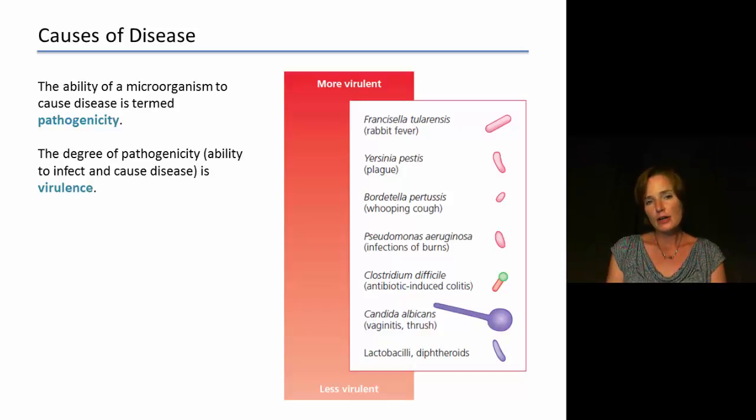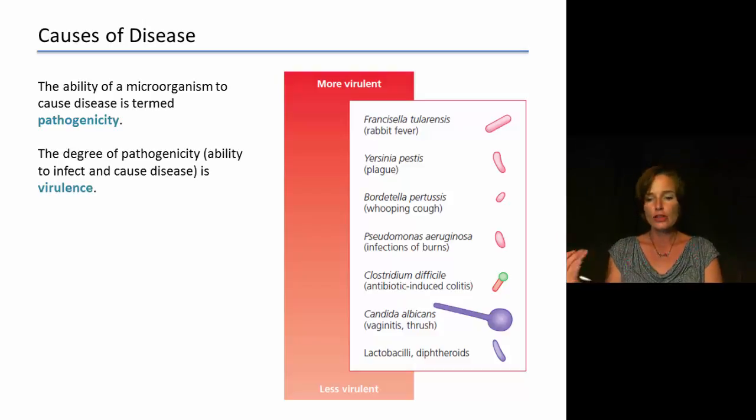The ability of a microbe to cause disease is termed pathogenicity. The degree of pathogenicity, basically the ability to infect and cause disease, is called virulence. You can see on this image right here that we can classify or scale organisms based on their virulence, so how easily they can actually infect and cause disease.